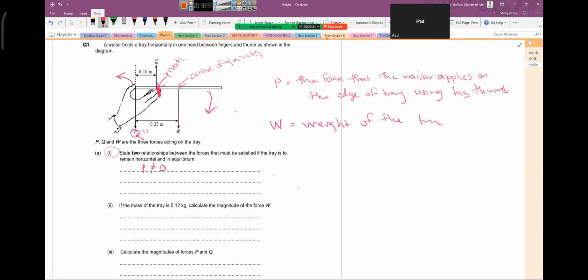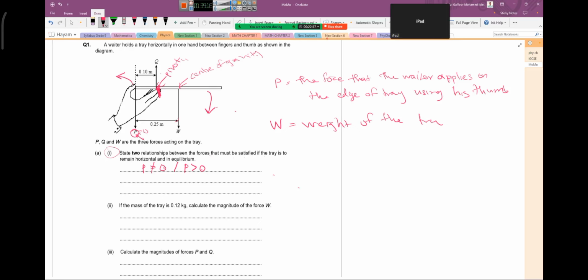Then the second relationship: otherwise P is greater than 0. It should be P greater than 0. P cannot be negative, force cannot be negative, right? The second relationship is coming from the principle of moments.